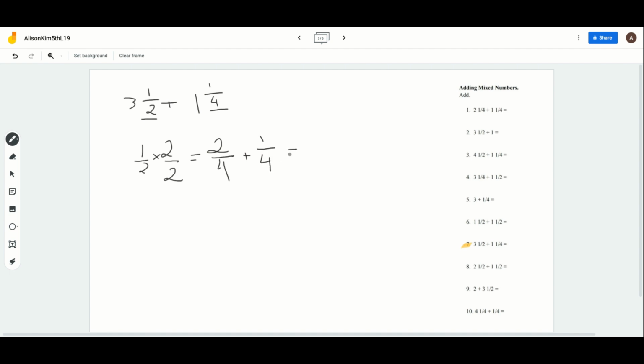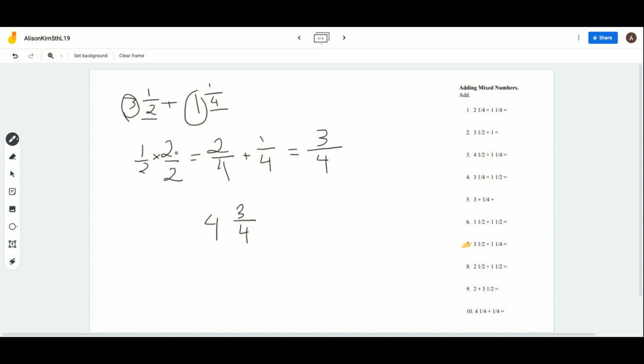When you add, the denominator just stays the same, so it's going to be 4, and the top is going to be 3. And we know that 3 plus 1 is just 4. So we're going to have 4 and 3/4.